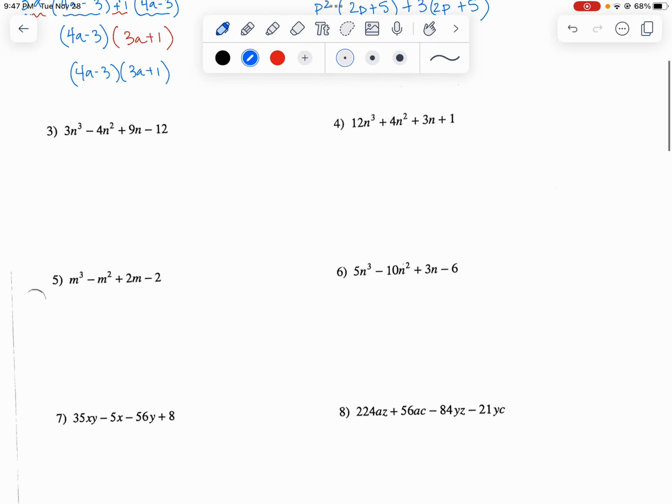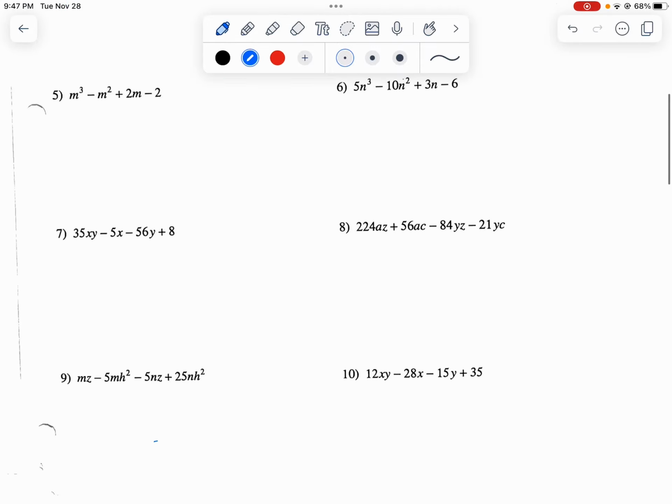Okay, scrolling down the page a bit, let's look at an example like number 9, where I've got a mix of letters and numbers, and it's more than just one letter. Okay, I'm going to look. I don't have a greatest common factor. At first, it looks like maybe it could be 5, but not everything can be divided by 5. So I've got four terms, so factor by grouping.